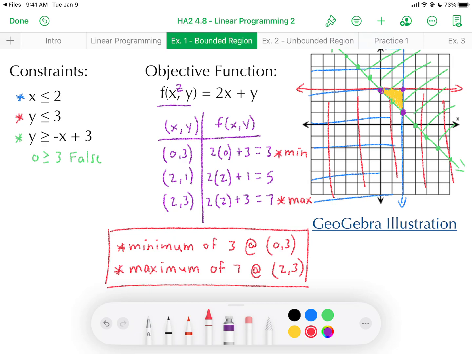Because we're working in both 2 dimensions and 3 dimensions here. The constraints have been graphed in 2D, but then that objective function represents 3D, okay? So here we go. Let me open this up.